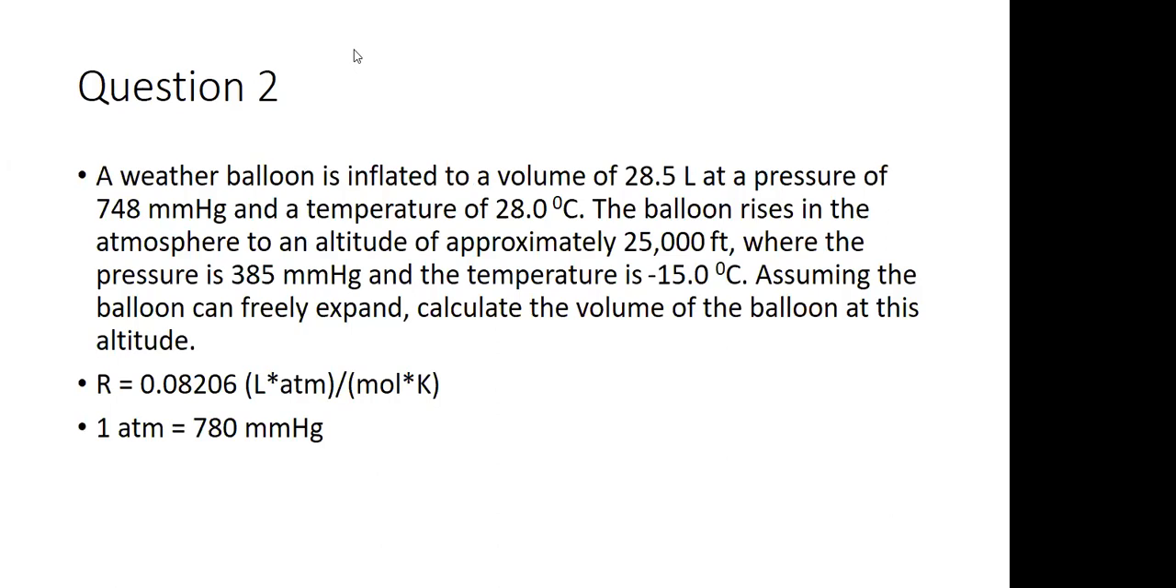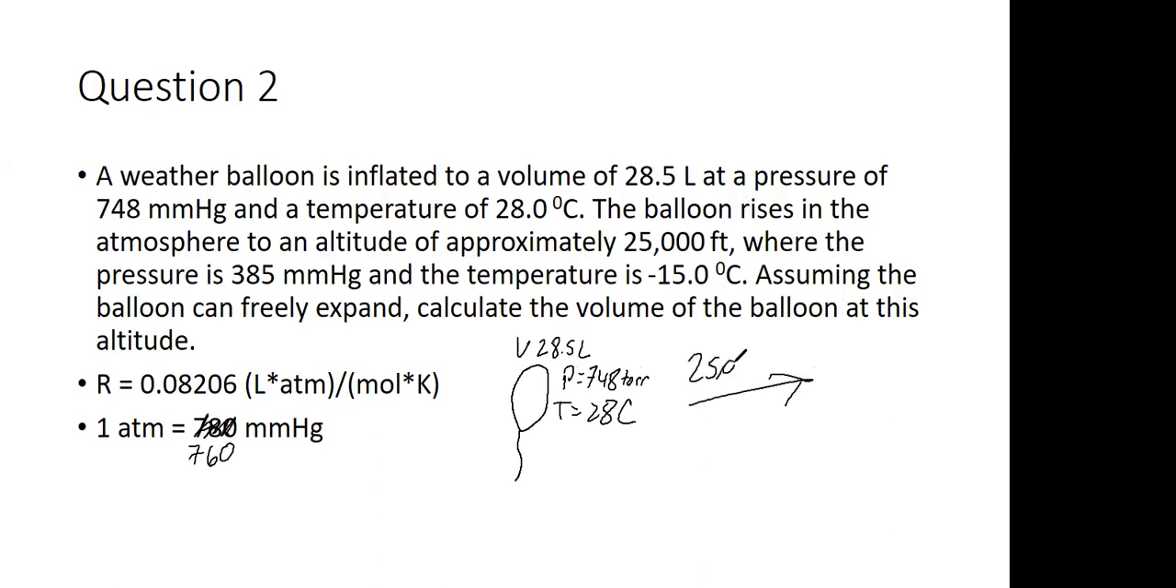So I like to draw pictures. So I'll draw you a picture of what's going on. So I have a weather balloon. Here's my nice little balloon. The volume of this balloon is 28.5 liters. Pressure, there's a typo here. This should be 760 millimeters of mercury. Pressure is 748 torr or millimeters of mercury. Temperature equals 28 C. Now, this balloon rises 25,000 feet.